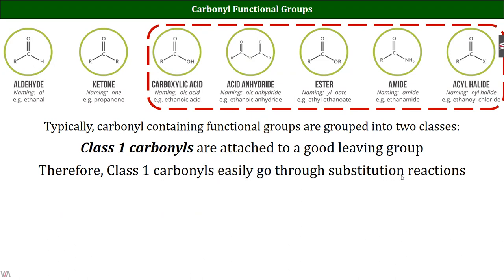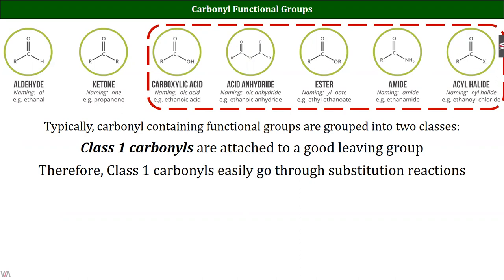They easily go through substitution reactions because you've got that good leaving group. Any decent nucleophile can come in, displace a good leaving group, and you get your new molecule. The mechanism looks a little bit different than an SN2 or an SN1. It's really its own mechanism because you don't have to have your leaving group leave first. We'll spend more time with this, but broadly speaking, the first step for an acid derivative substitution is to take the carbonyl carbon and turn it into an sp3 carbon.